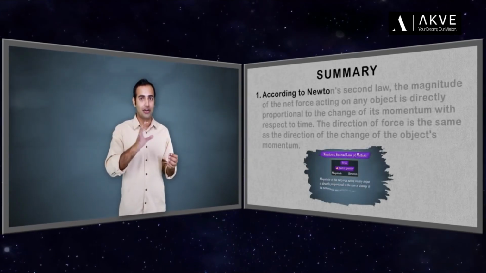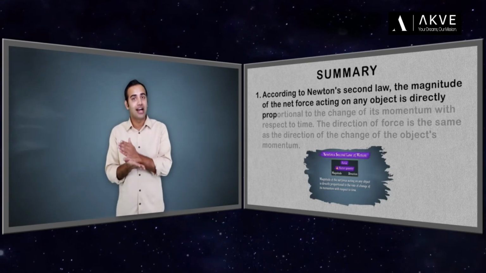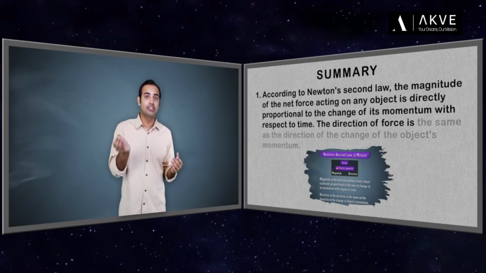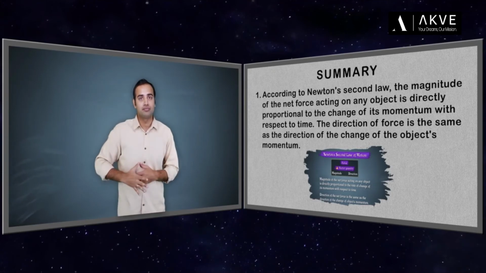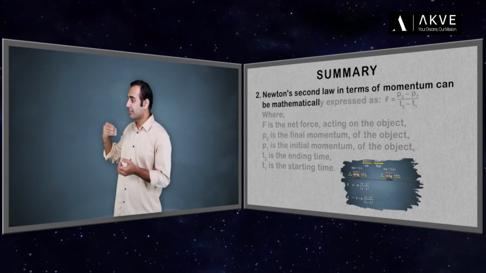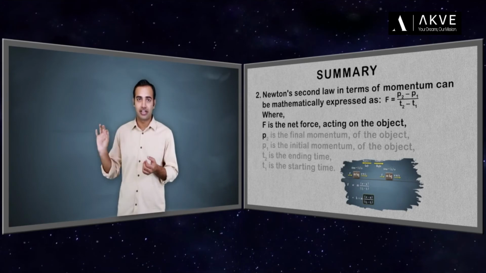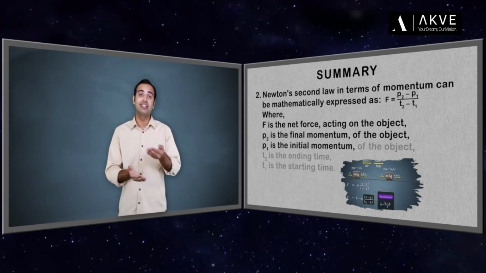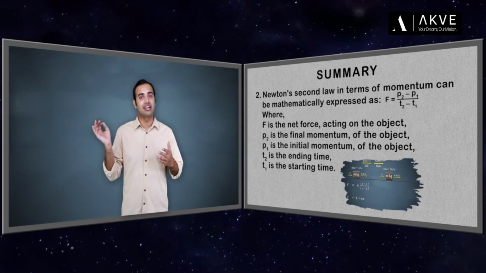According to Newton's second law, the magnitude of net force acting on any object is directly proportional to the change of its momentum with respect to time. The direction of force is same as the direction of the change of object's momentum. Newton's second law in terms of momentum can be mathematically expressed as F is equal to P2 minus P1 divided by T2 minus T1. F is the net force acting on the object, P2 is the final momentum of the object, P1 is the initial momentum of the object, T2 is the ending time, and T1 is the starting time.